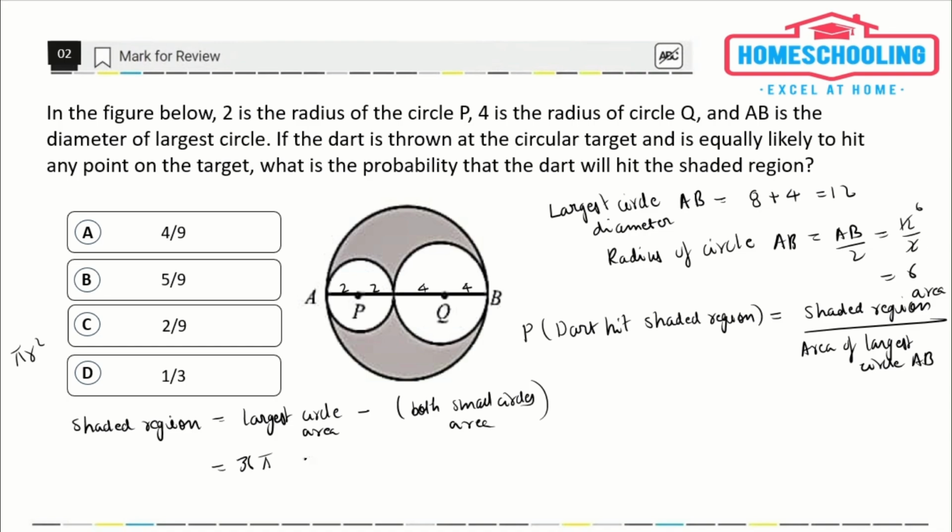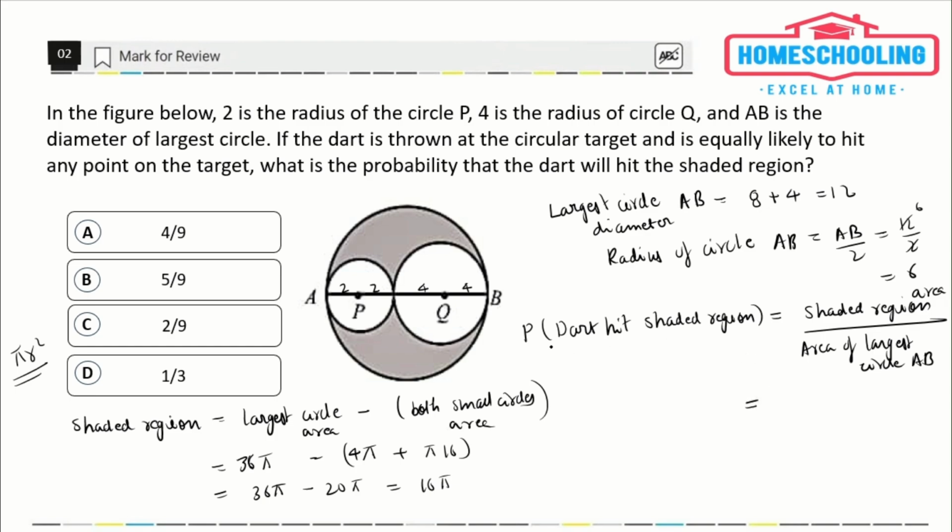So 36 pi minus the area of these two circles. So pi, the radius is 2, so 2 into 2, 4 pi. And then this smaller circle, pi r square, so 4 into 4, that is 16. As the formula of area of a circle is pi r square, so 16 pi. So this is going to be 36 pi minus 4 plus 16, that is 20 pi. So the shaded region is 16 pi.